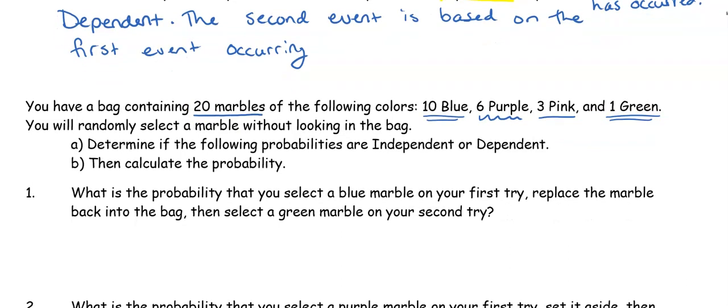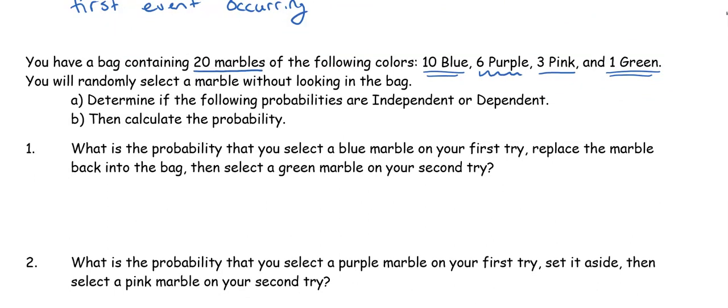Okay, so we're going to randomly select a marble without looking into the bag. So we're going to do a couple different things. We're going to determine if the following are independent or dependent, that's part A, and then we're going to calculate the probability. So for number 1, what is the probability that you select a blue marble on the first try? And then here's the key. We're going to replace that marble. We're going to put the marble back into the bag. Then we're going to select a green marble on the second try. So when we're trying to decide if they are independent or dependent, for part A, these two events are independent.